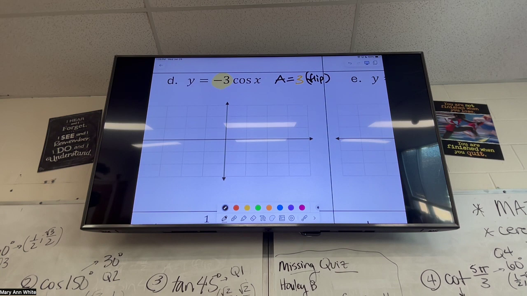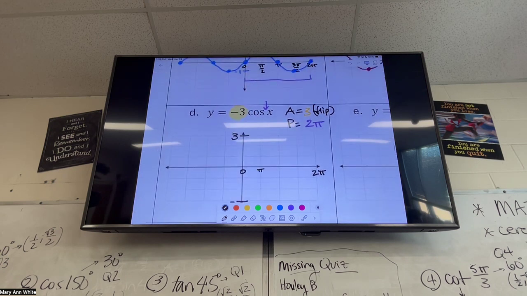Do I have a number that changes my period? No, so what's my period then? 2 pi, good. We're going to set our graph up. I get to go as high as 3 and as low as negative 3. And then again, I'm going to go from 0 to 2 pi. I have not changed my period, so I'm going to keep using the same angles that we've used: 0, pi over 2, pi, 3 pi over 2. And again, if you like making a little border, make a little border.